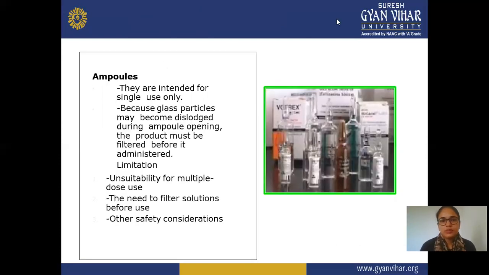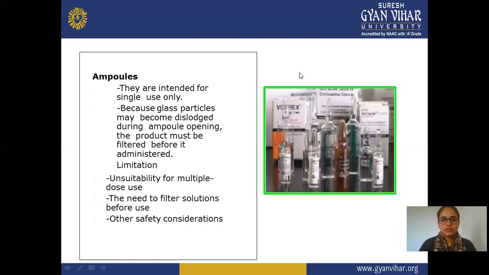Next is ampule. In this, they are intended for single use. We already saw that it is only available for a single use formulation. Because glass particles may become dislodged during ampule opening, the product must be filtered before its administration. It's a limitation. This is also one of the disadvantages due to the glass packaging material, the glass nature. There may be chances that particles are present in your formulation or in your product also. So you should filter before using.